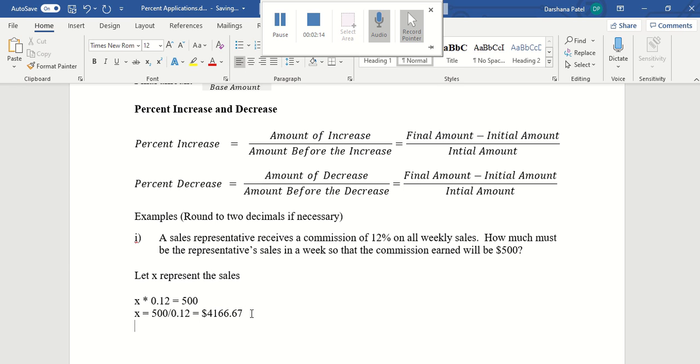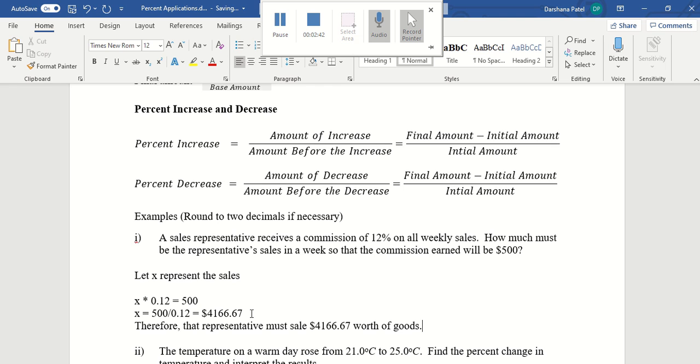So we can say that representative, therefore, make sure we write therefore statements. Therefore, that representative must sell $4,166.67 worth of goods. Okay. Let's look at the second one.